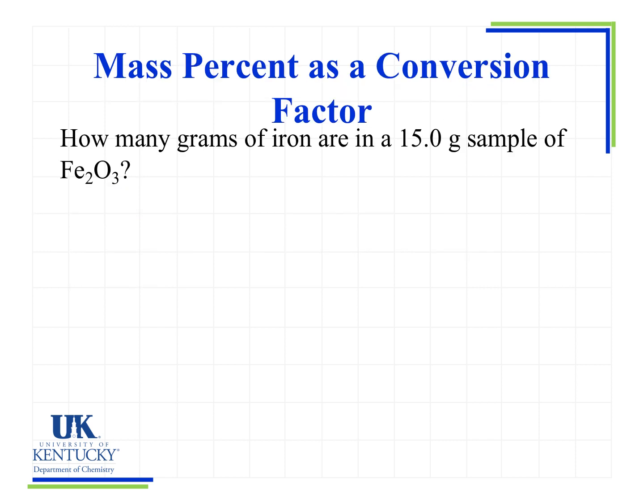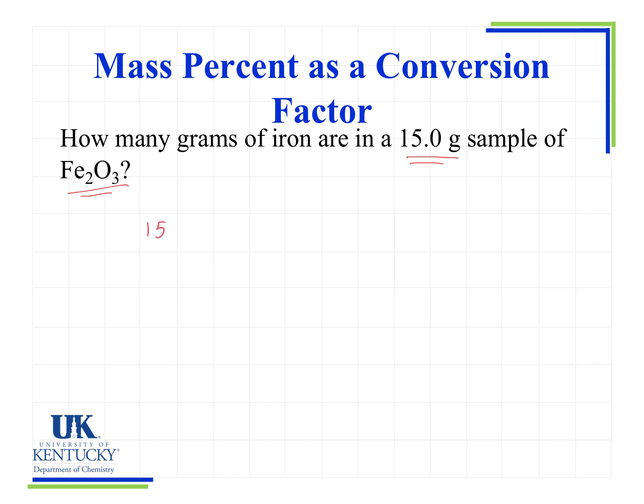Okay, so we can use the percent by mass as a conversion factor. How can we do that? So look at this example. It says how many grams of iron are in 15 gram of the sample of Fe2O3. Okay, so if you use dimensional analysis, we can use that conversion factor.